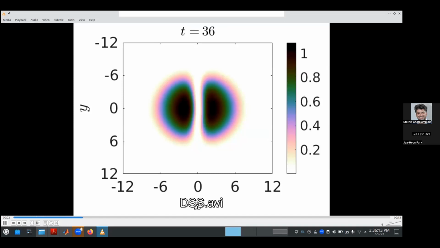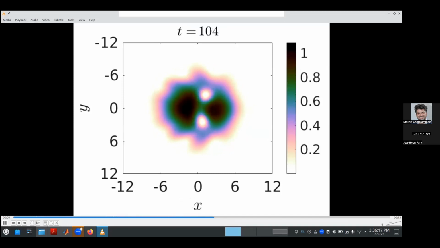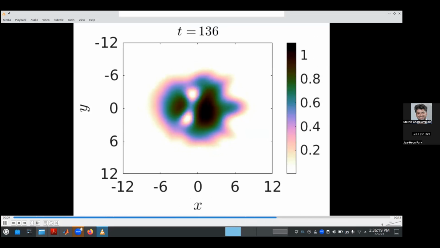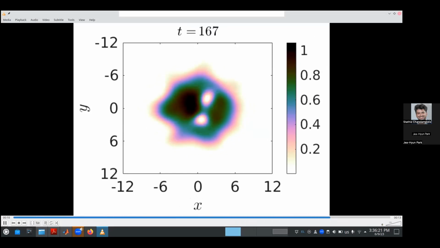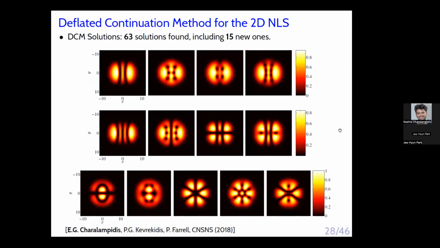If you start, let's say, from an unstable state, the dynamical system is driven to a nearby stable state, which is the vortex dipole in this bifurcation diagram. Okay. So in total, we found 63 solutions. Many of them were known, but 50 new ones.